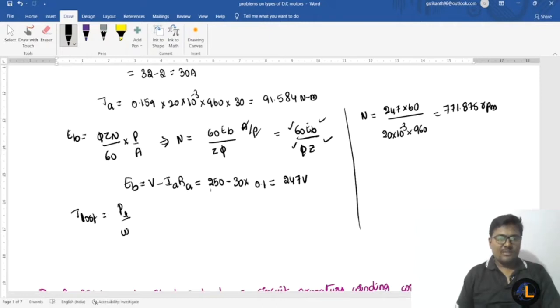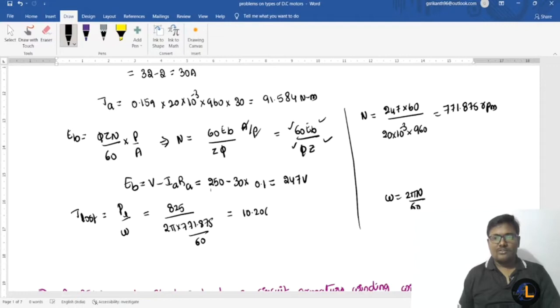So the lost torque is equal to power loss divided by omega. So that is 825 watts divided by 2 pi into 777.875 divided by 60. Why? Because the omega formula is 2 pi N by 60. So finally I got it as 10.206 Newton meter.